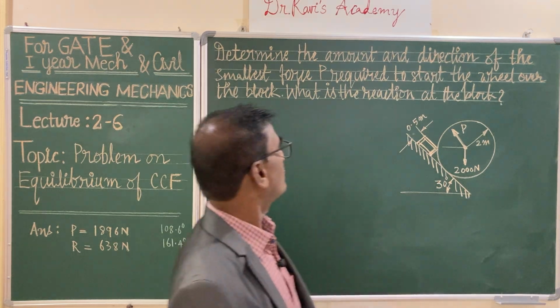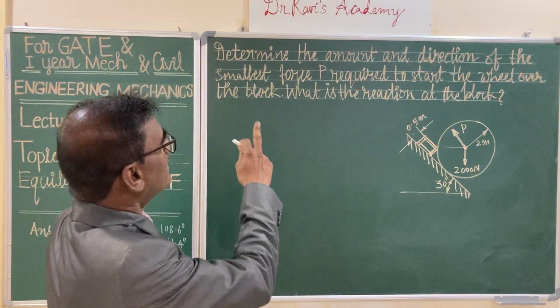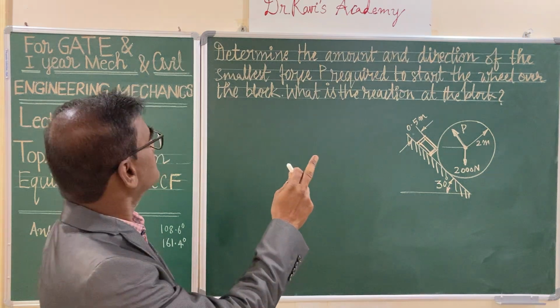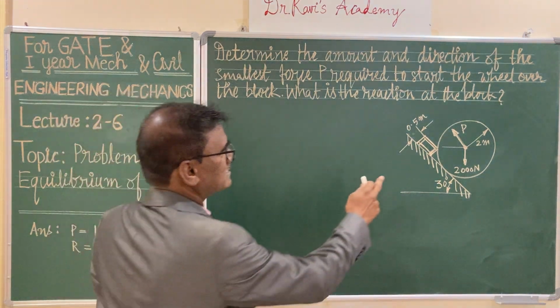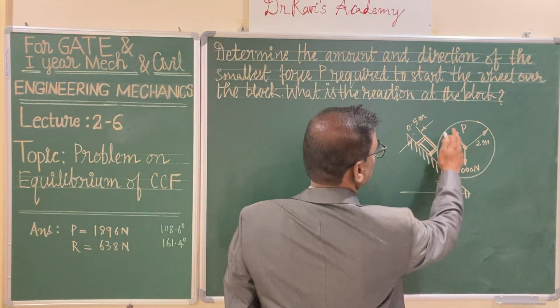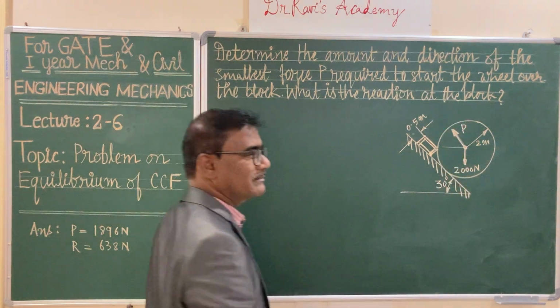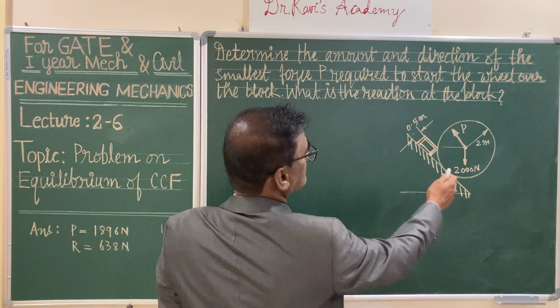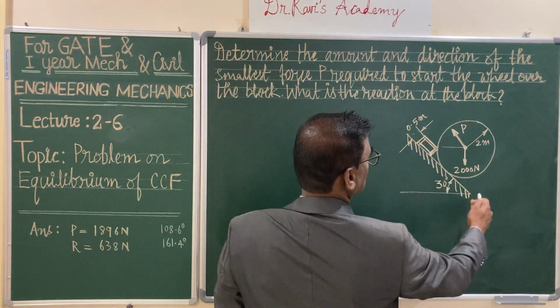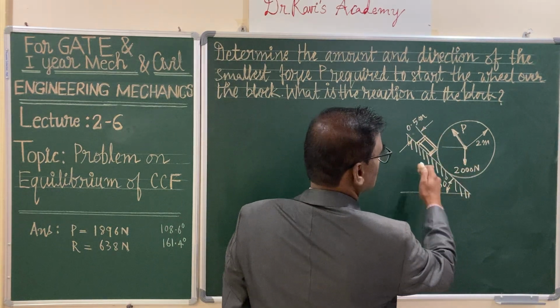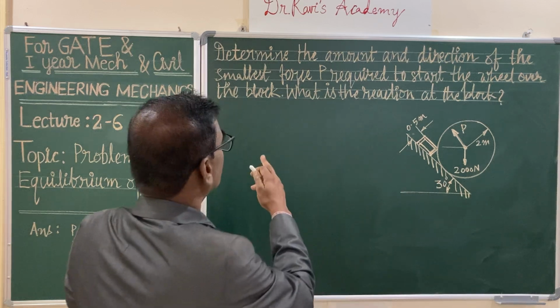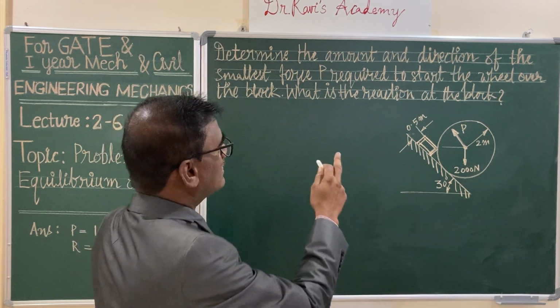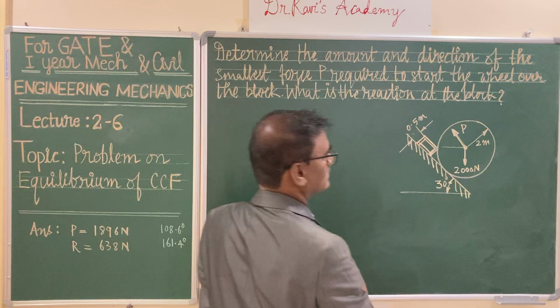So let us look at the problem. Here, determine the amount and direction of the smallest force P. Here, the force P is acting and this must be minimum, required to start the wheel. So a wheel is climbing over an inclined plane of 30 degrees with horizontal, right? And the block, of course, what is the reaction at the block?